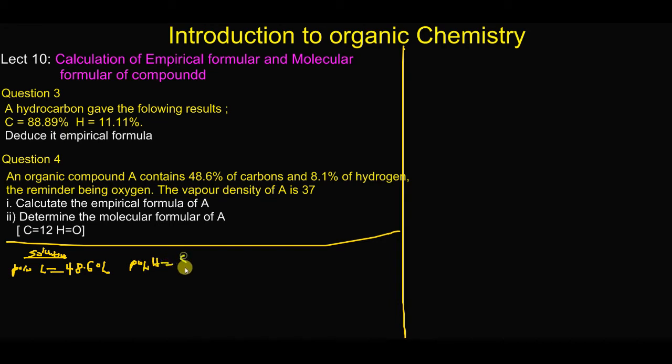And then the percentage of hydrogen is 8.1%. And when you finish, you add the percentages to make sure that everything adds up to 100. If it's not up to 100, then you have to know that there is a remainder. Maybe you are lucky and the question will tell you that there is a remainder.